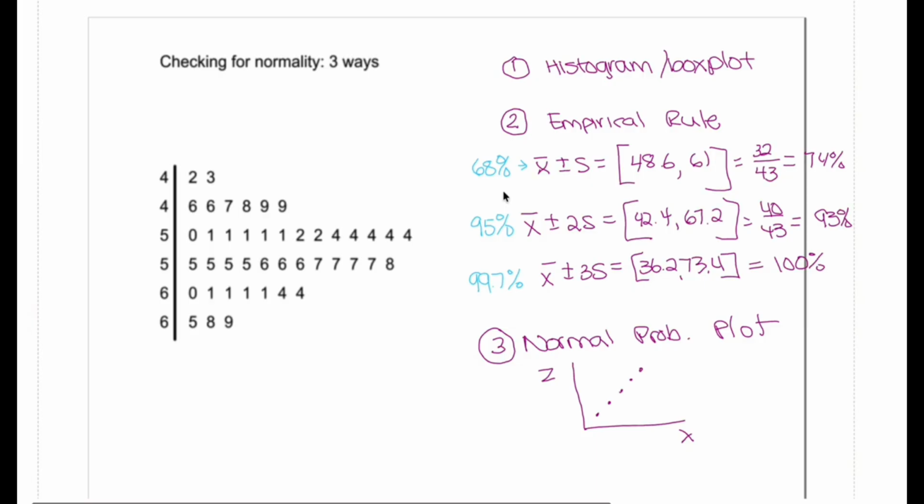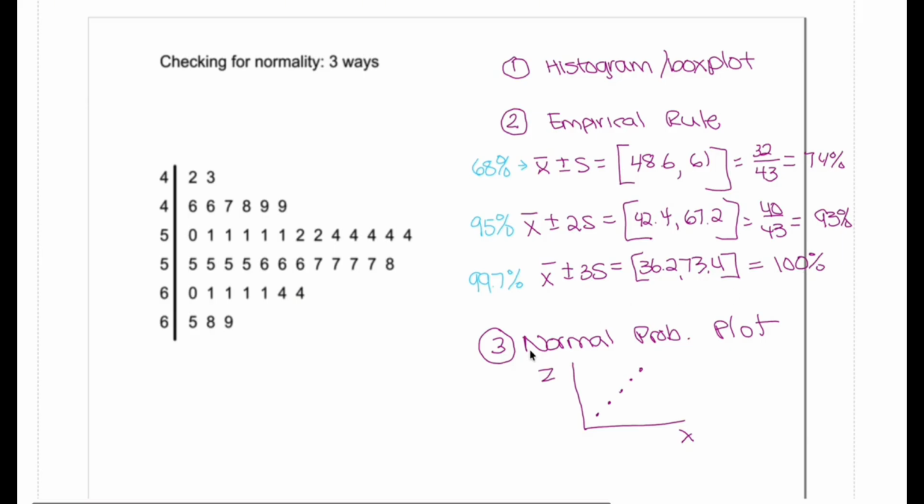That range should be 68% of the whole data, but in reality for this data set we only got 74%, and same thing for 95% as our expectation, but we only got 93%, and this we got 100%. So we cannot say this is exactly normal, but we can say that it's approximately normal, so normal-ish.